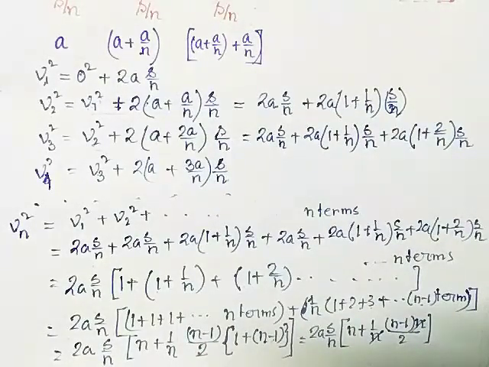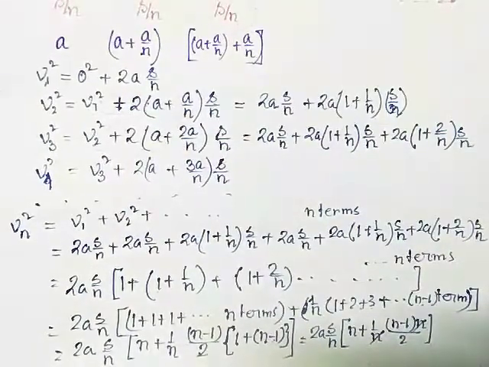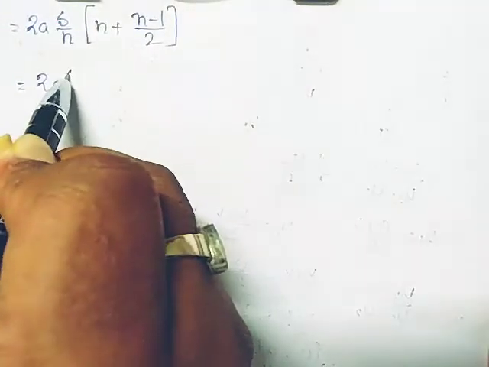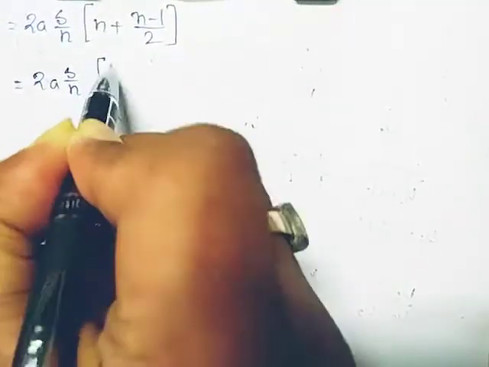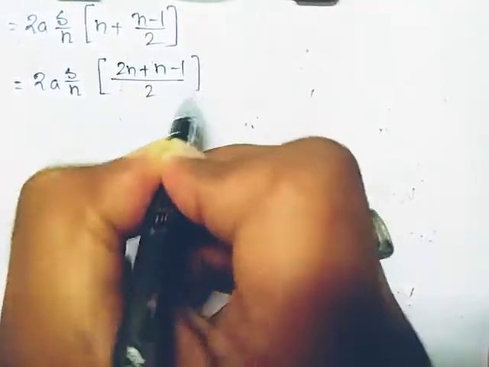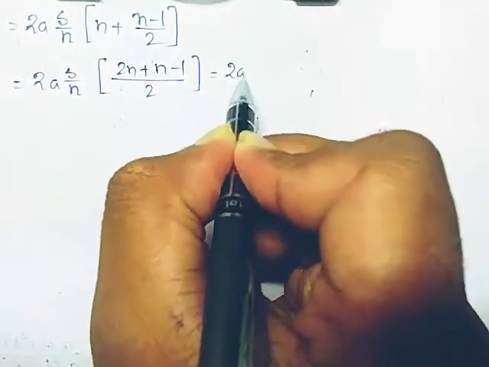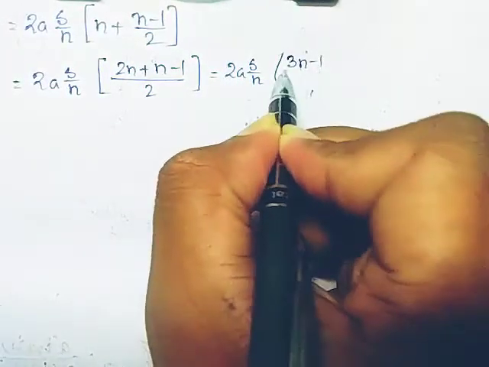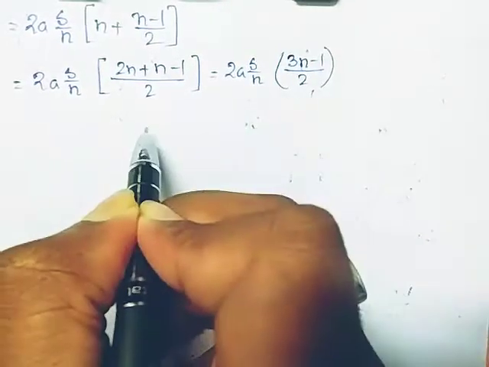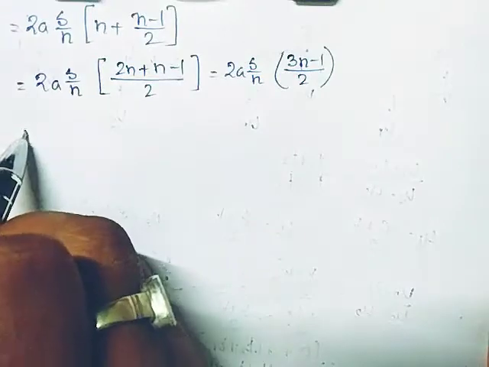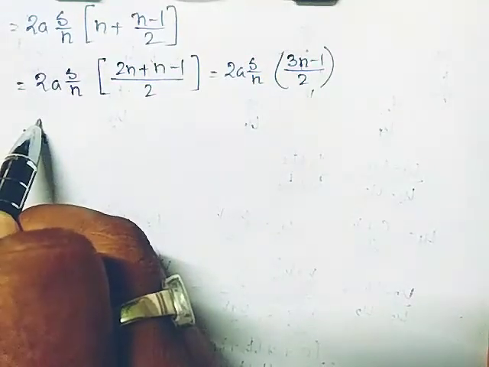Okay, this n and this n cancel out. After that, if we do the calculation, it will be 2a s by n, 2n plus n minus 1, divided by 2. So it will be 2a s by n, 3n minus 1, divided by 2. The 2 and 2 cancel out, and obviously what we are calculating is Vn square.